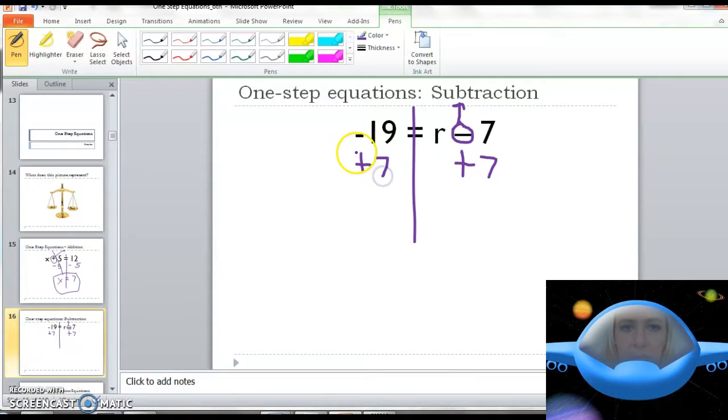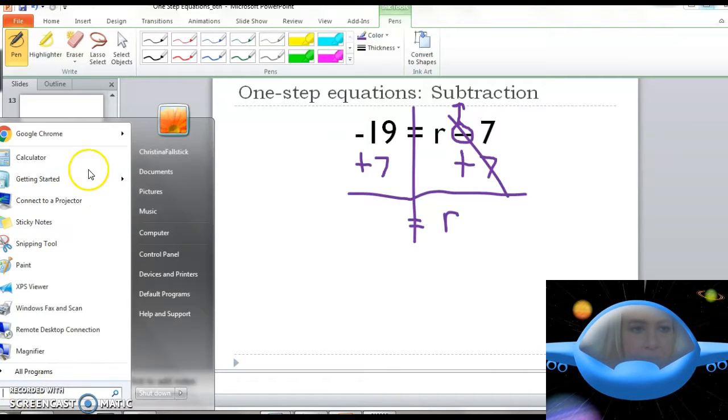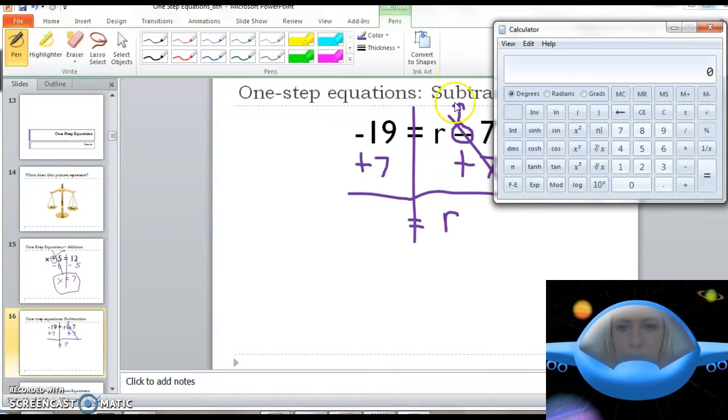Now if you notice, I'm starting to incorporate integers or negative numbers into some of the equations in order to prepare you a little bit better. So on this side, I'm just left with r is equal to. Now with negative numbers, I'm going to take my calculator. With negative numbers, you might want to just double check using a calculator.